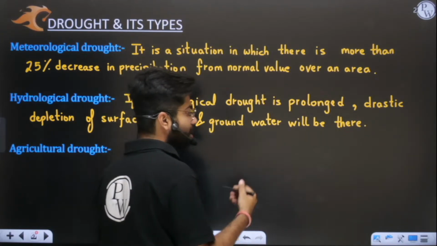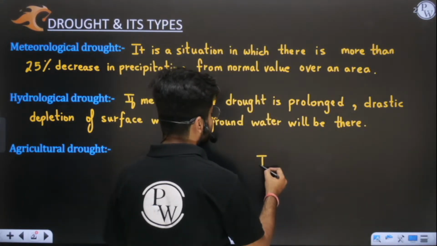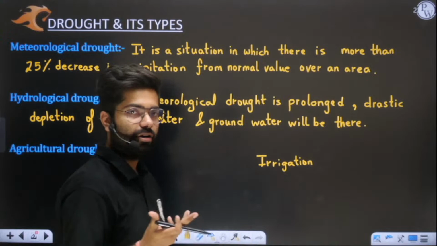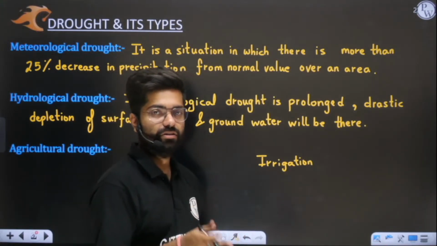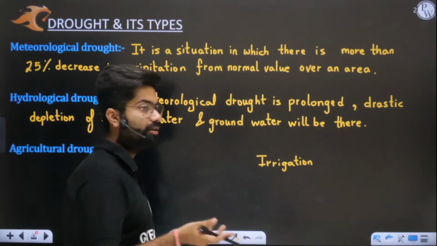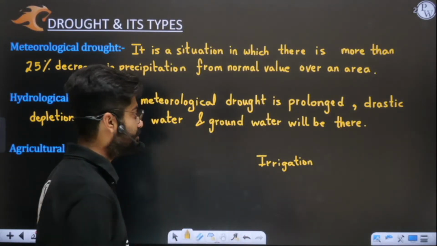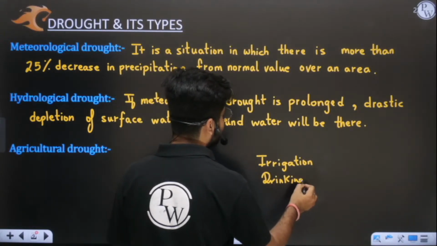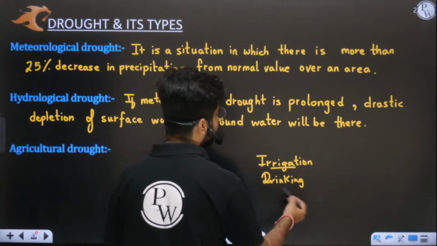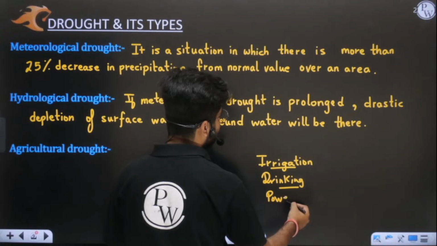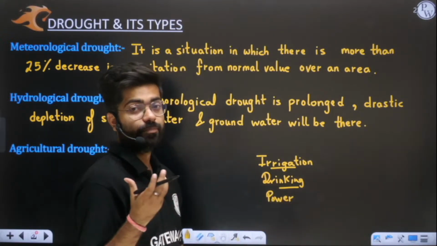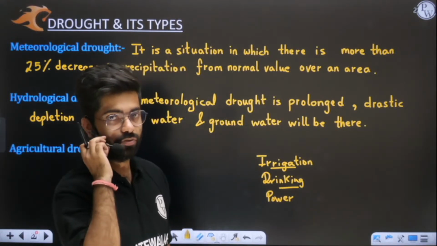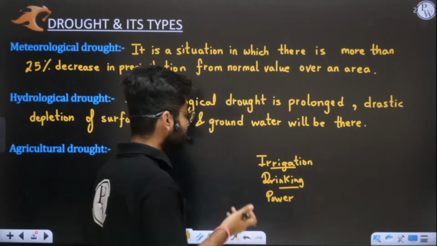Let me tell you how many requirements there are. The very first thing is irrigation. Water is required for irrigation of crops. Crops require water and we provide water artificially to the crops, that is irrigation. We eat food, so we have to grow crops, and for that water is required. Then drinking needs, the most important. Without drinking you cannot live for a single day. Then power needs. Electricity produced in thermal power plants, there also water is required.